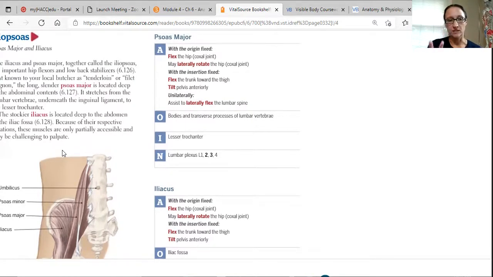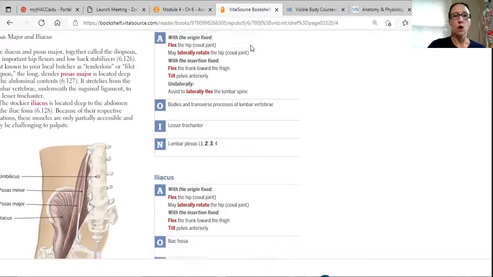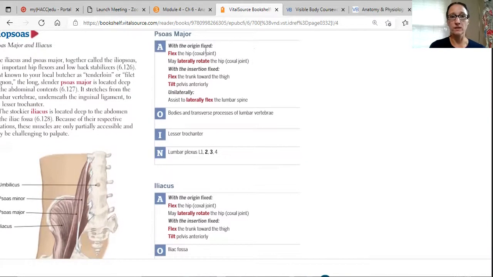Let's talk about the actions. This may get a little confusing, and I will try to clarify. What you see here is it says with the origin fixed. Now, what that really means is the insertion is going to move towards the origin. So a traditional action. Insertion moves towards the origin. So what we have with the origin fixed, and these are pretty much the same, is flexion of the hip.